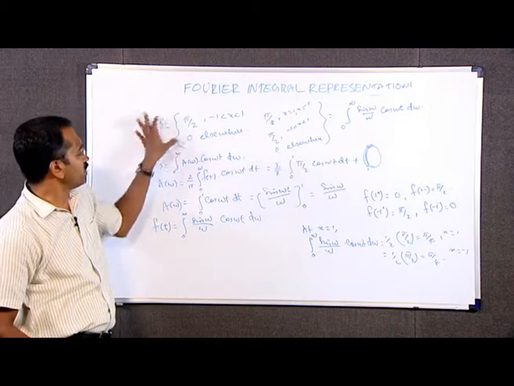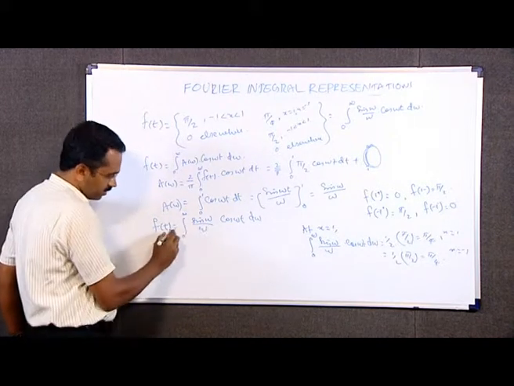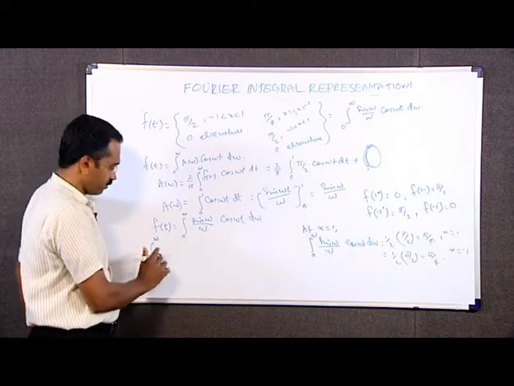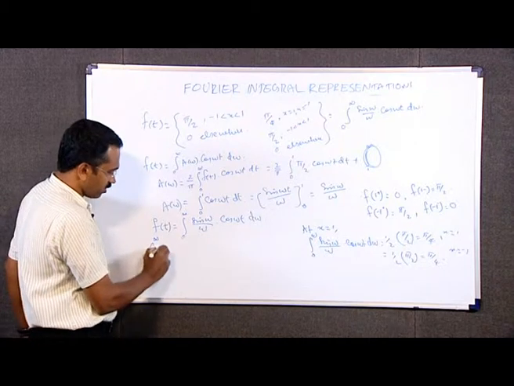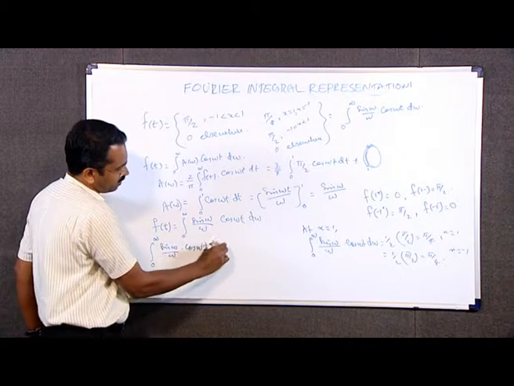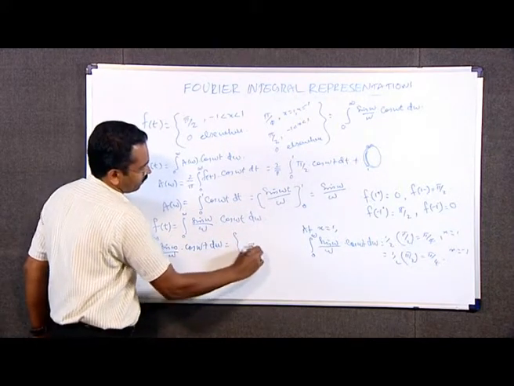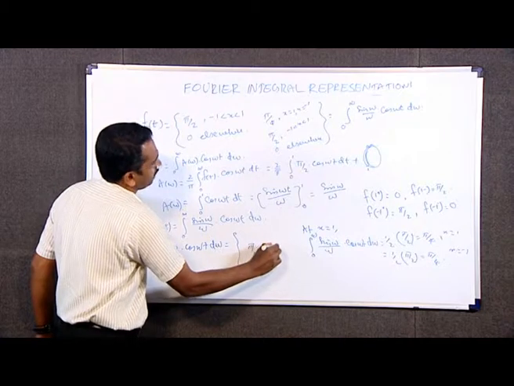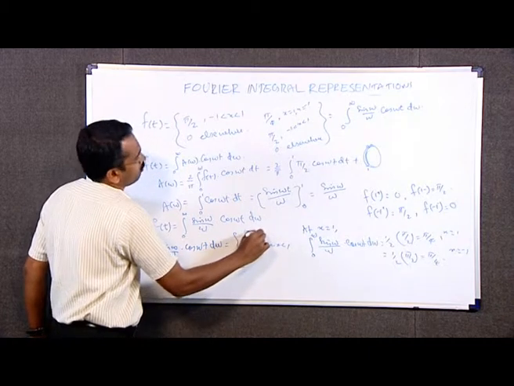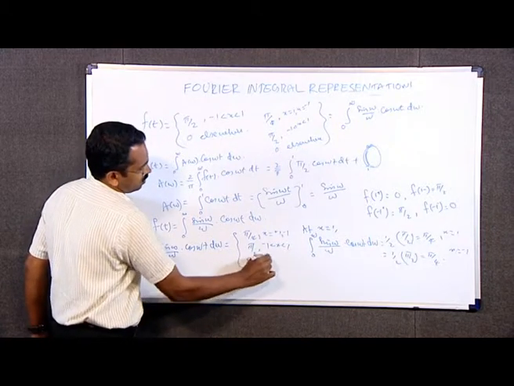Therefore, we can express f of t as this integral. By collecting all the values of f of t, we can express the integral from 0 to infinity of sin omega by omega into cos omega t d omega, which is equal to pi by 2 for minus 1 less than x less than 1, and it is pi by 4 for x equal to 1 and minus 1, and 0 in all other cases.